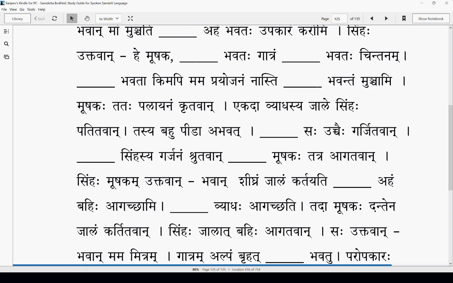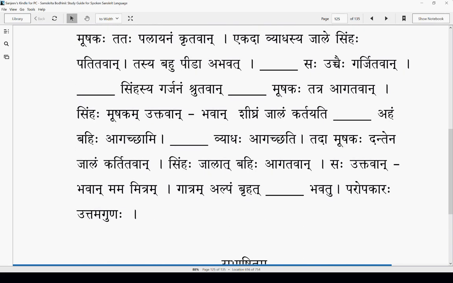Then next. Yada aham agachami. No chet. Good. No chet. Vyadaha agachati. Otherwise the hunter comes there. Tada Moshakaha Dantena Jalam Kartitavan. Simmaha Jalat Bahihi Agatavan. Saha Uktavan.